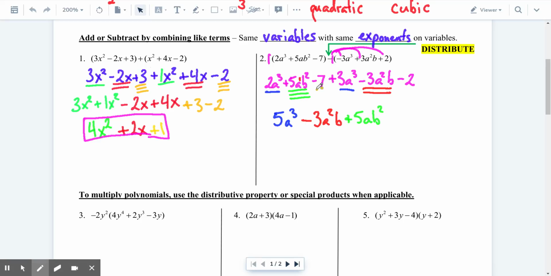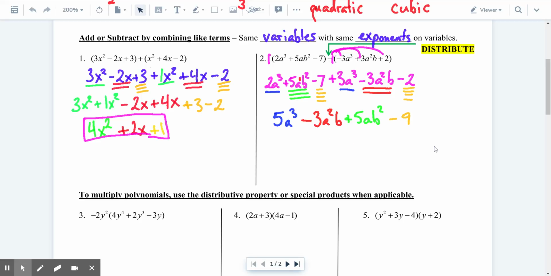And lastly, we have a minus 7 with no variables and a negative 2 with no variables. They can be combined. Negative 7 minus 2 is negative 9. And just like before, there are no like terms down here. We have simplified our expression, and this is what we get when we subtract those two polynomials up top.